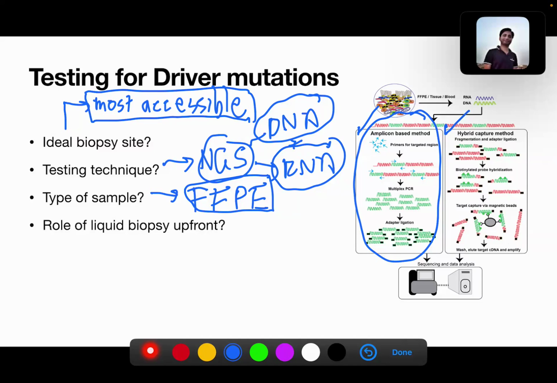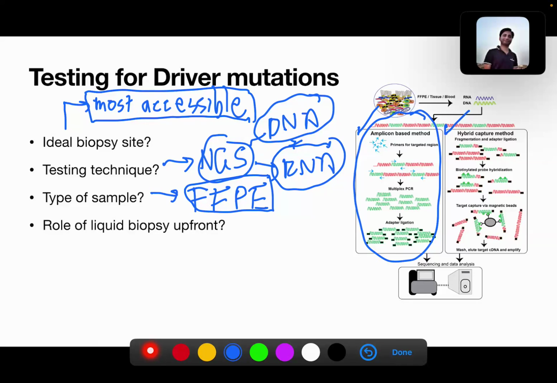Okay. The next question that one may have is, what is the role of liquid biopsy upfront? So liquid biopsy is not used very commonly upfront. You usually go for a solid biopsy because there is not much tumor heterogeneity for driver mutations, like I mentioned earlier. Liquid biopsy can be used where the solid biopsy might not be possible, possibly due to a poor performance status of the patient, right? So patients who are sick or who have a poor performance status or are not in a condition to take a solid biopsy, there you can go for a liquid biopsy.